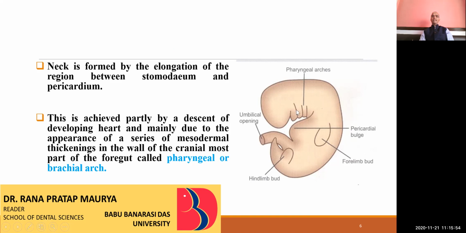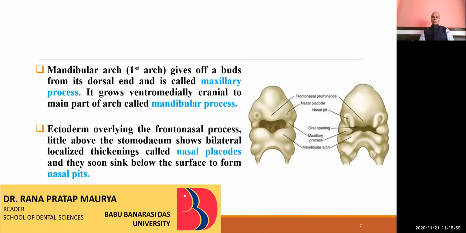I had discussed it in detail in my previous lecture. So the mandibular arch, which is the first arch, gives off a bud from its dorsal end, which is called the maxillary process. It grows ventromedially, cranial to the main part of the arch, which is called the mandibular process. This is the maxillary process, the mandibular arch, and the mandibular process here. From here, the mandibular process develops.